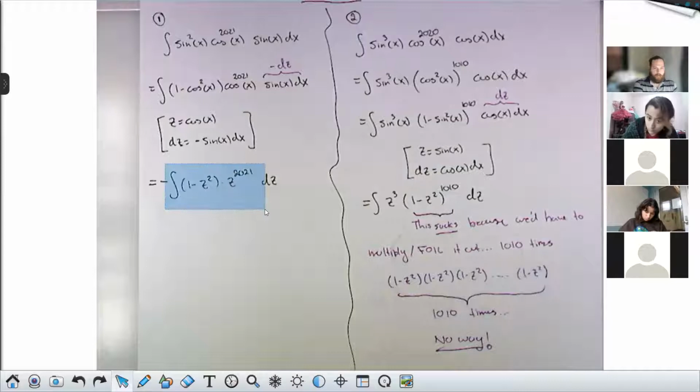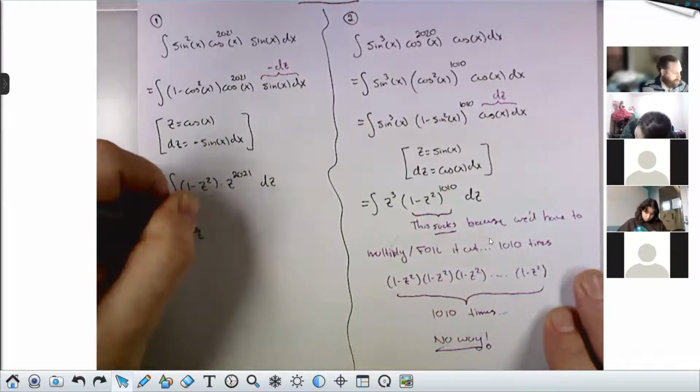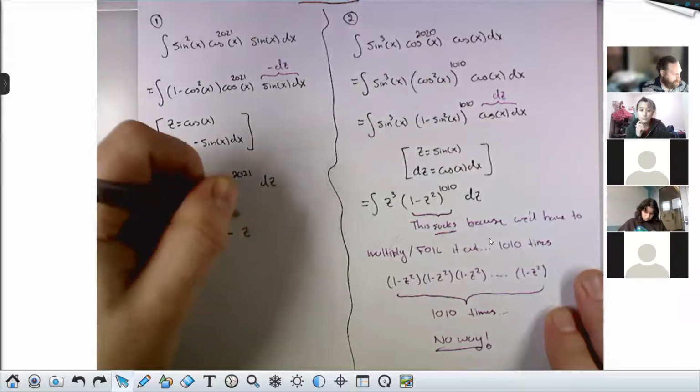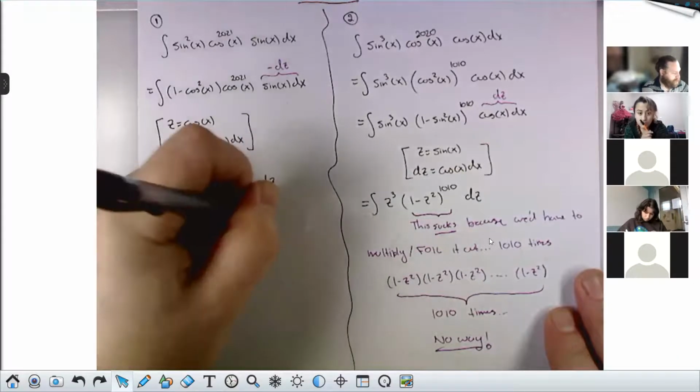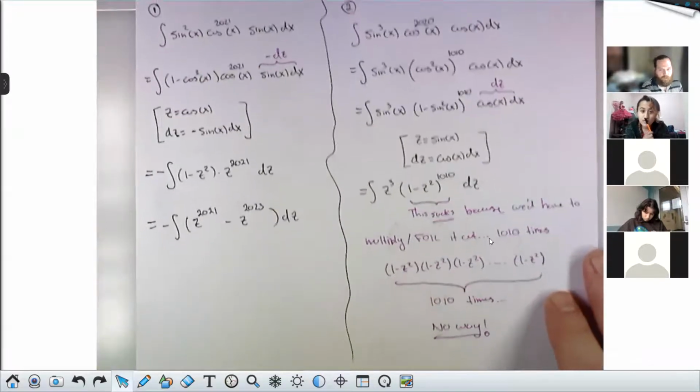This, on the other hand, the subtraction is over here where there is no power. So I can just distribute this z straight up over these two terms. I only have two terms here instead of what would be 1011 terms here. So this one becomes negative integral z to the 2021 minus z to the 2023 dz, which is an easy integral. It only has two terms.